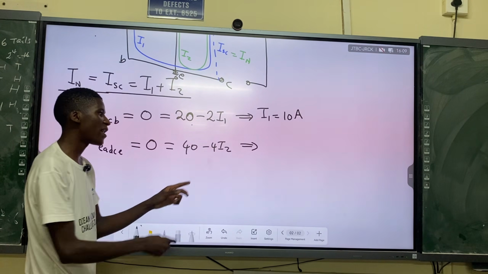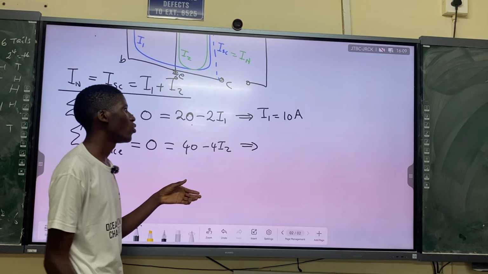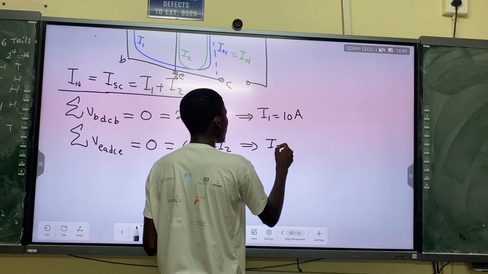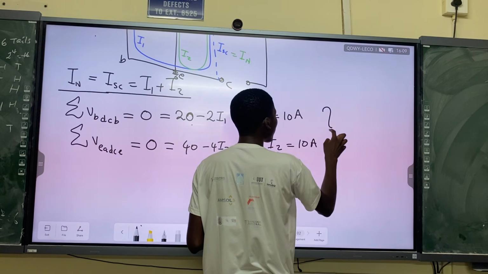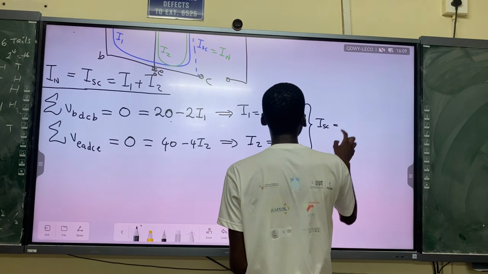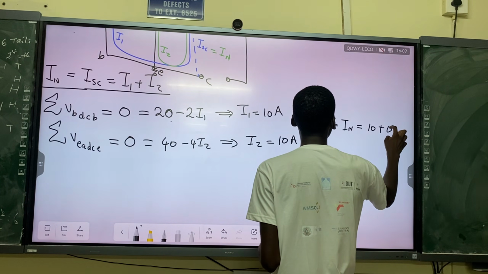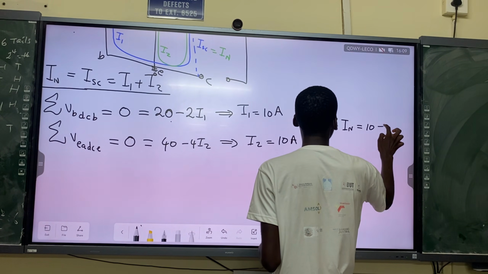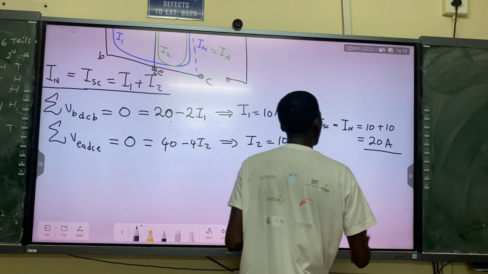Remember where that 4 times I2 is coming from: it is just from Ohm's law. So it means that I2 there is also going to be 10 amperes. Means that ISC, the short circuit current, which is going to be my Norton's current, is going to be 10 plus 10, which is 20 amperes.